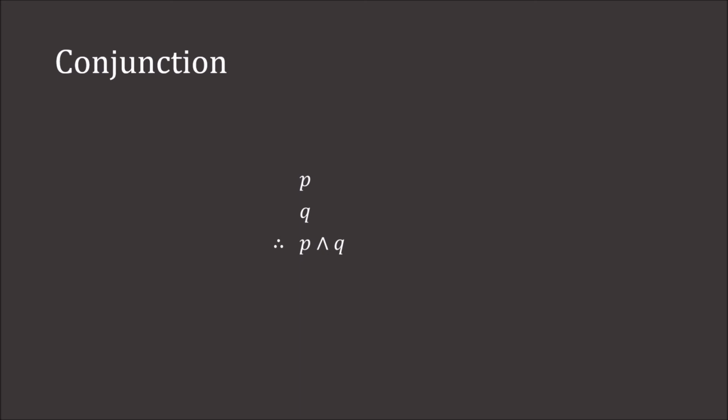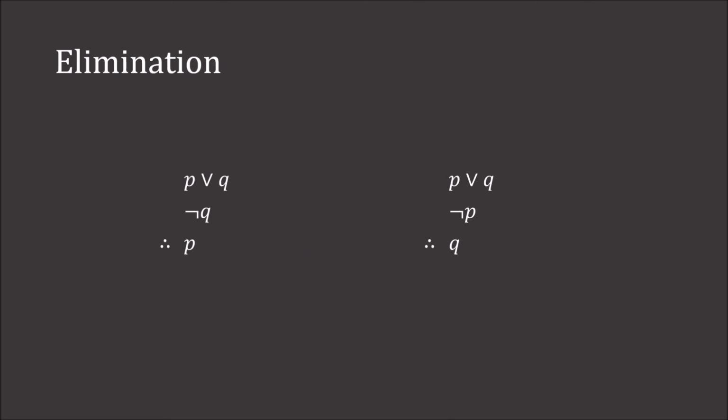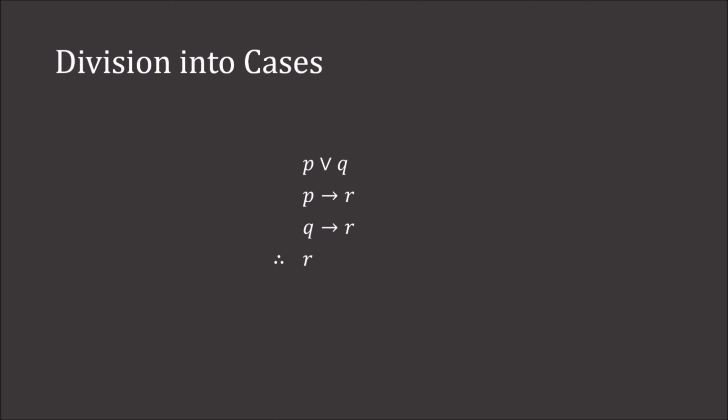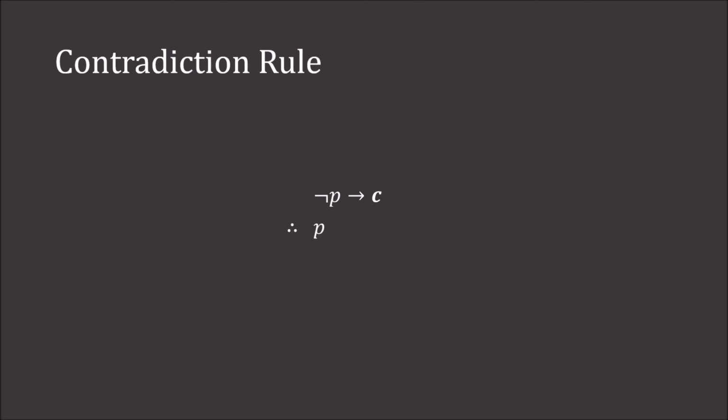Conjunction: P, Q, therefore P and Q. Elimination: P or Q, not Q, therefore P. We also have P or Q, not P, therefore Q. Next, transitivity: if P then Q, if Q then R, therefore if P then R. Next, we have division into cases: P or Q, if P then R, if Q then R, therefore R. And finally, we have the contradiction rule: if not P, then a contradiction, therefore P.